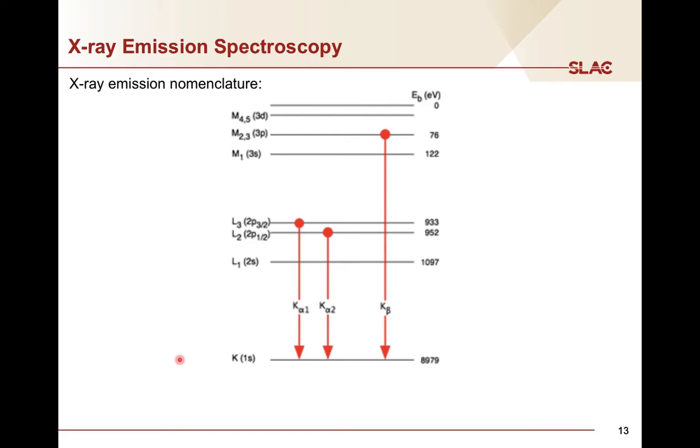Now it just depends from which shell you decay back into the 1s. If it's the second shell, it's called alpha. If it's the third shell, it's called beta. And if you have multiple transitions within one shell that are easily resolvable, they're called K alpha 1, K alpha 2. When you decay from a 2p 3/2, it's K alpha 1, and from a 2p 1/2, it is K alpha 2.